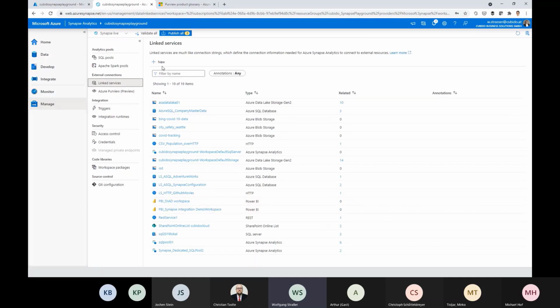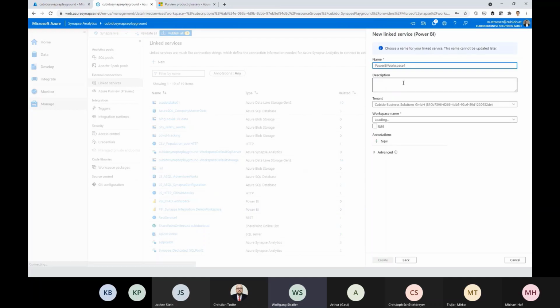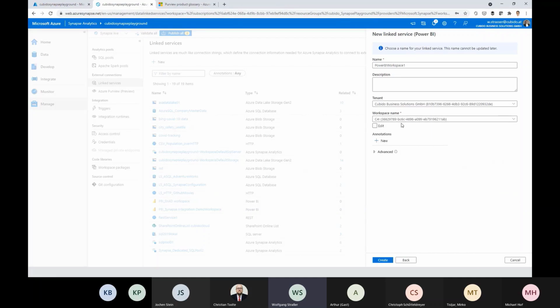There's a way of linking Power BI workspaces to your Synapse Analytics environment. So create a new linked service to Power BI. And as of, I think it was the beginning of June, we are now able to create two or more workspace connections. In the beginning, we were only able to create one connection, so only one could be created. Only one could be fetched over here, but now I can select another one and create another linked service.